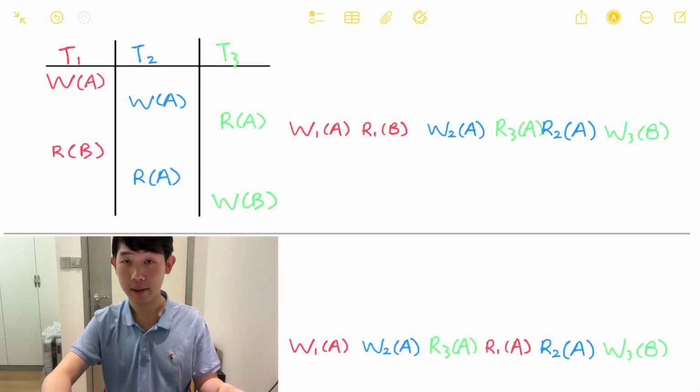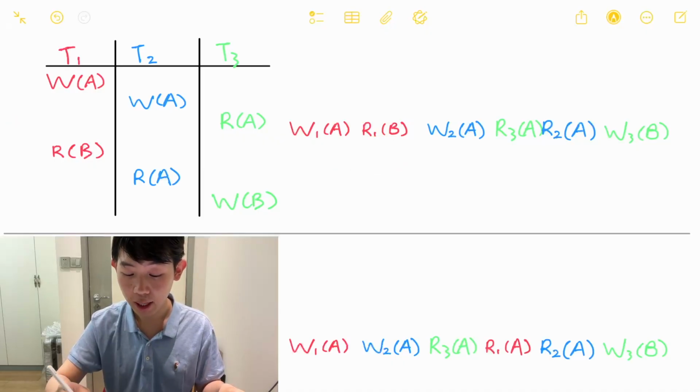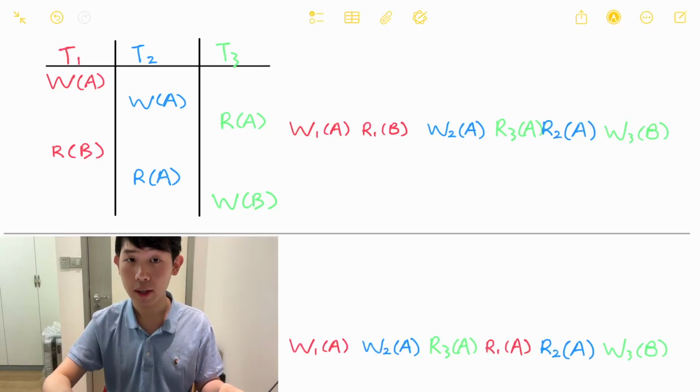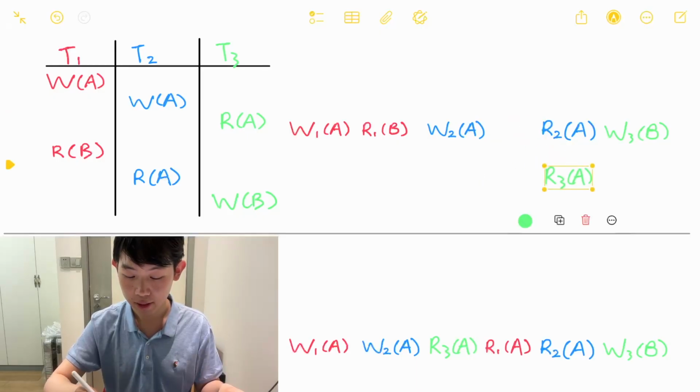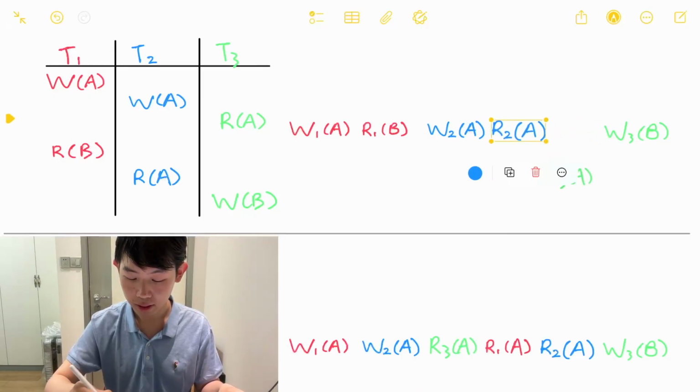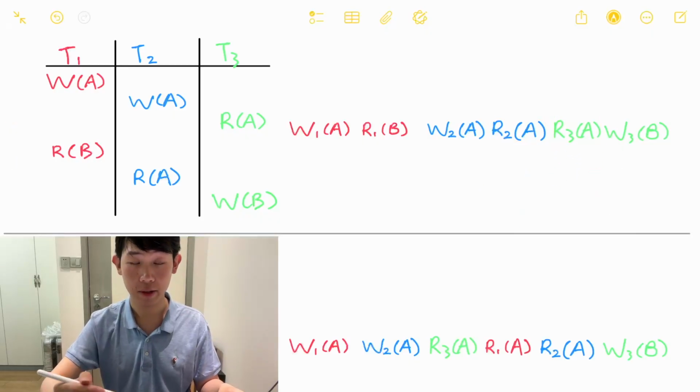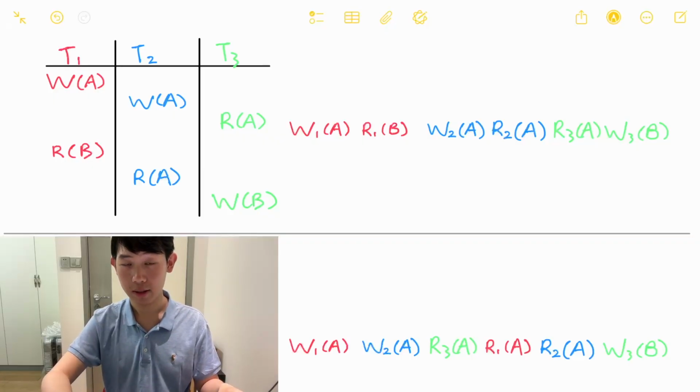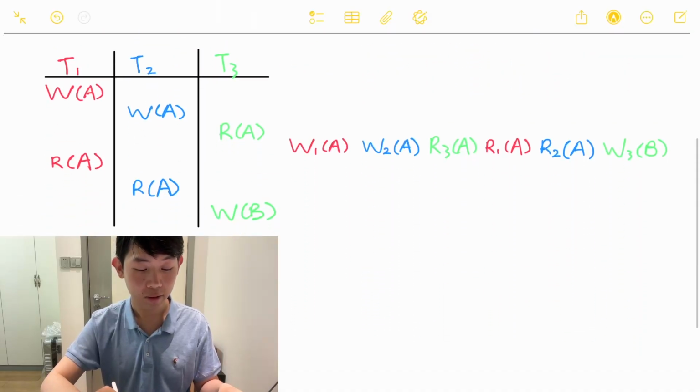And it looks better. We probably want to swap R3A and R2A. They are both looking at A, but there are 2 reads, meaning that there is no conflicts. And we end up with a serial sequence, which proves that the original schedule is conflict serializable. So good so far? Okay, and let's try another one.